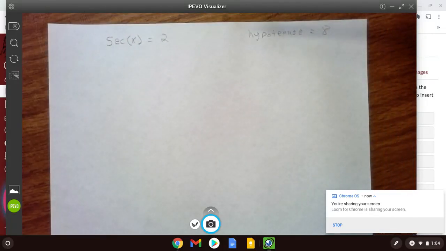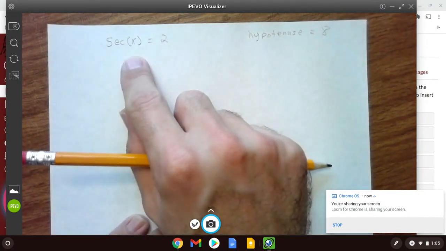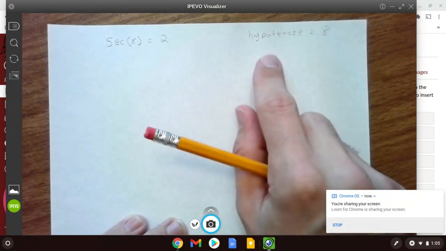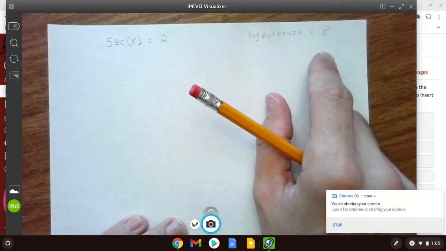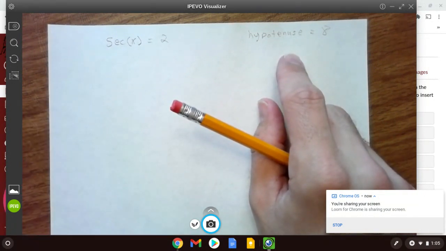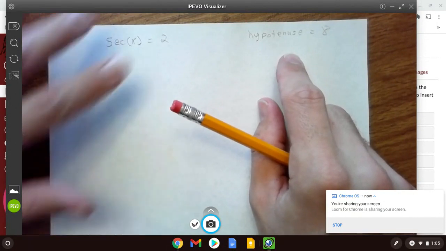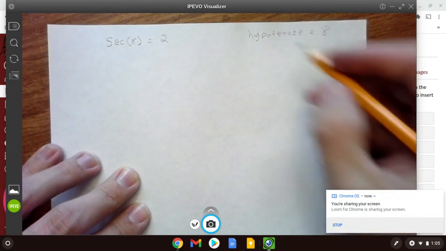All right, so in this video, they give you some obscure information. They tell us that secant of x is equal to 2, and that the hypotenuse of the right triangle is equal to 8. Now, what we're supposed to do is solve for the missing sides and the angles here. All right, and we have enough information to do it, apparently, because they're asking us to.